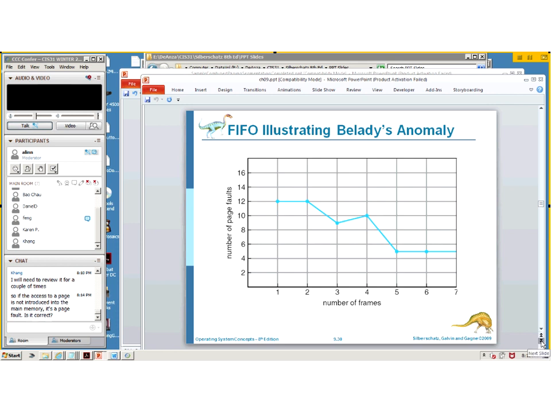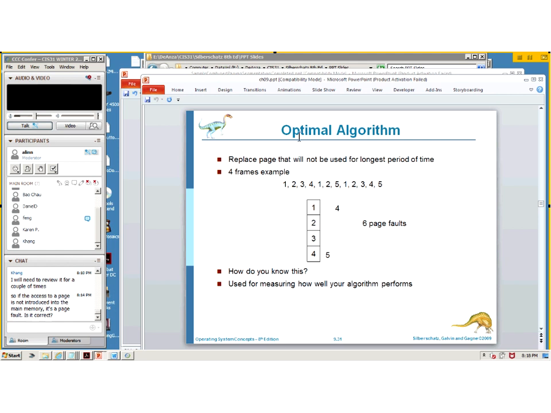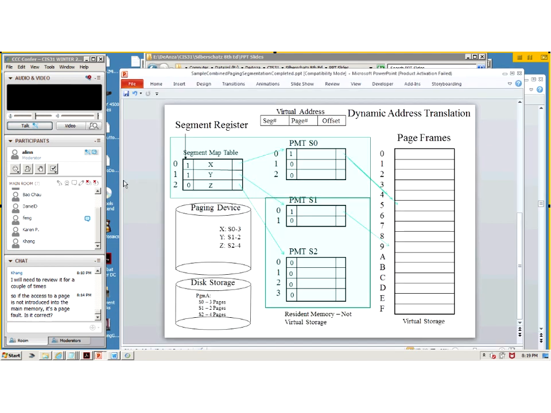And this illustrates that. I'm not going to spend a lot of time on it. Okay, this is the optimal algorithm. I call it POO, P-O-O, Principle of Optimality. That's what a lot of authors call it. He calls it the optimal algorithm. I call it POO, P-O-O, Principle of Optimality. Okay? So if you're going to use POO, it says replace the page that will not be used for the longest period of time. Doesn't that make sense, guys?